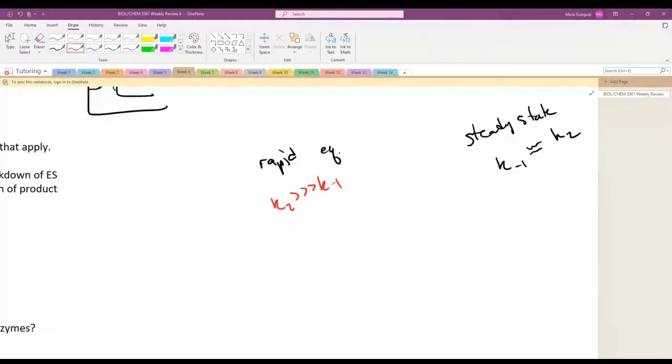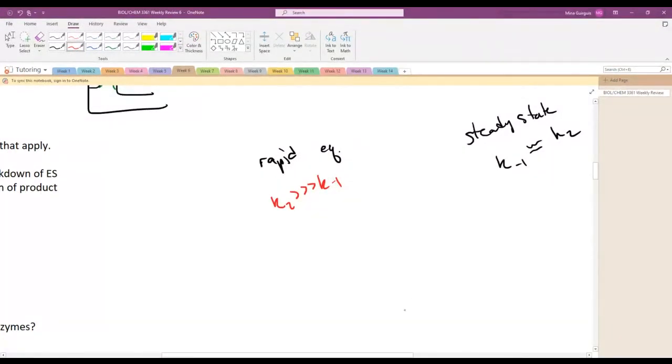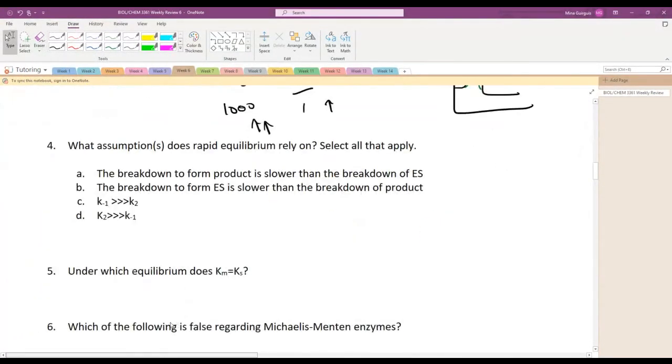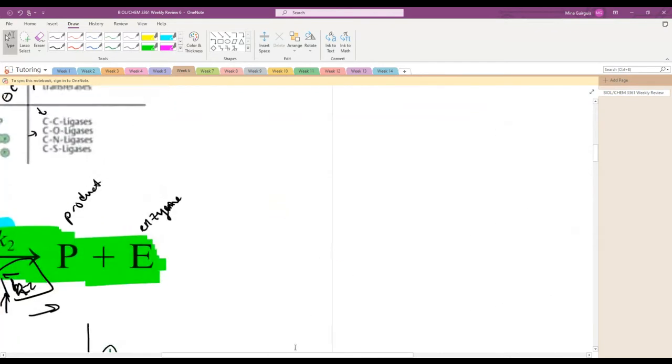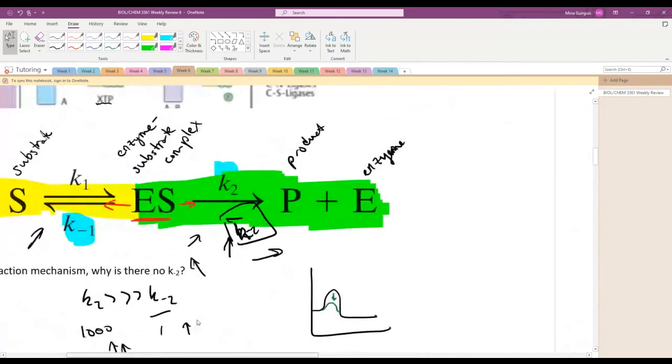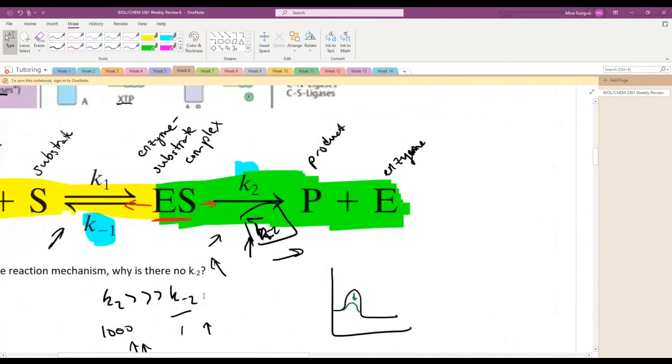And so Ks, as we call it, is equal to... I just want to make sure I'm still in the right area and I'm not going too far because I'm going to need this space later. So Ks, capital K for equilibrium, is equal to the rate constant K-1 over K1.